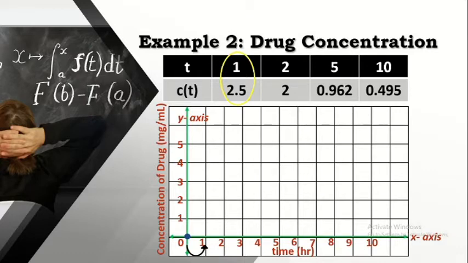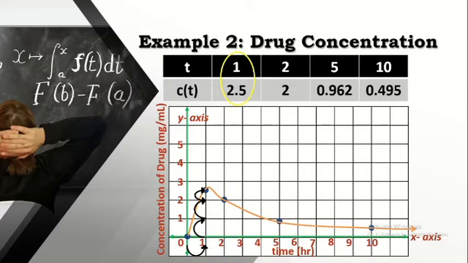pair is 1, and let us count 2.5 upward. So 1, 2, then 2.5 is between 2 and 3, at the middle. And then we now plot the point. After plotting these points, we are now ready to draw or sketch the graph by connecting these points. So let us connect these points.